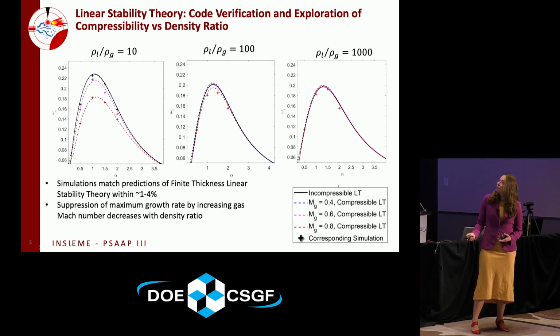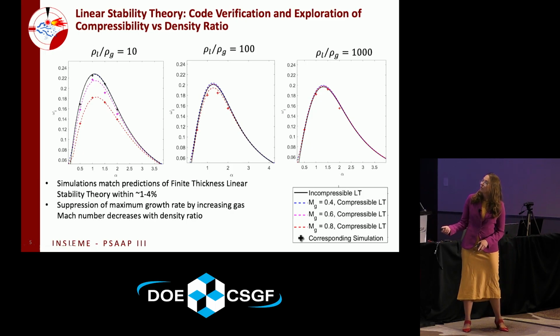So what I looked at is how does the density ratio of the two-phase shear layer, so the density between the liquid and the gas, affect the overall growth rate, and how does compressibility of the gas stream affect the growth rate of the shear layer? I'm looking at Mach 0.4, 0.6, and 0.8. The dotted lines are the different Mach numbers, where red is 0.8, and then black is incompressible. First off, the cross marks are my corresponding simulations, where I'm able to match between 1% and 4% the linear theory, depending on the level of refinement.